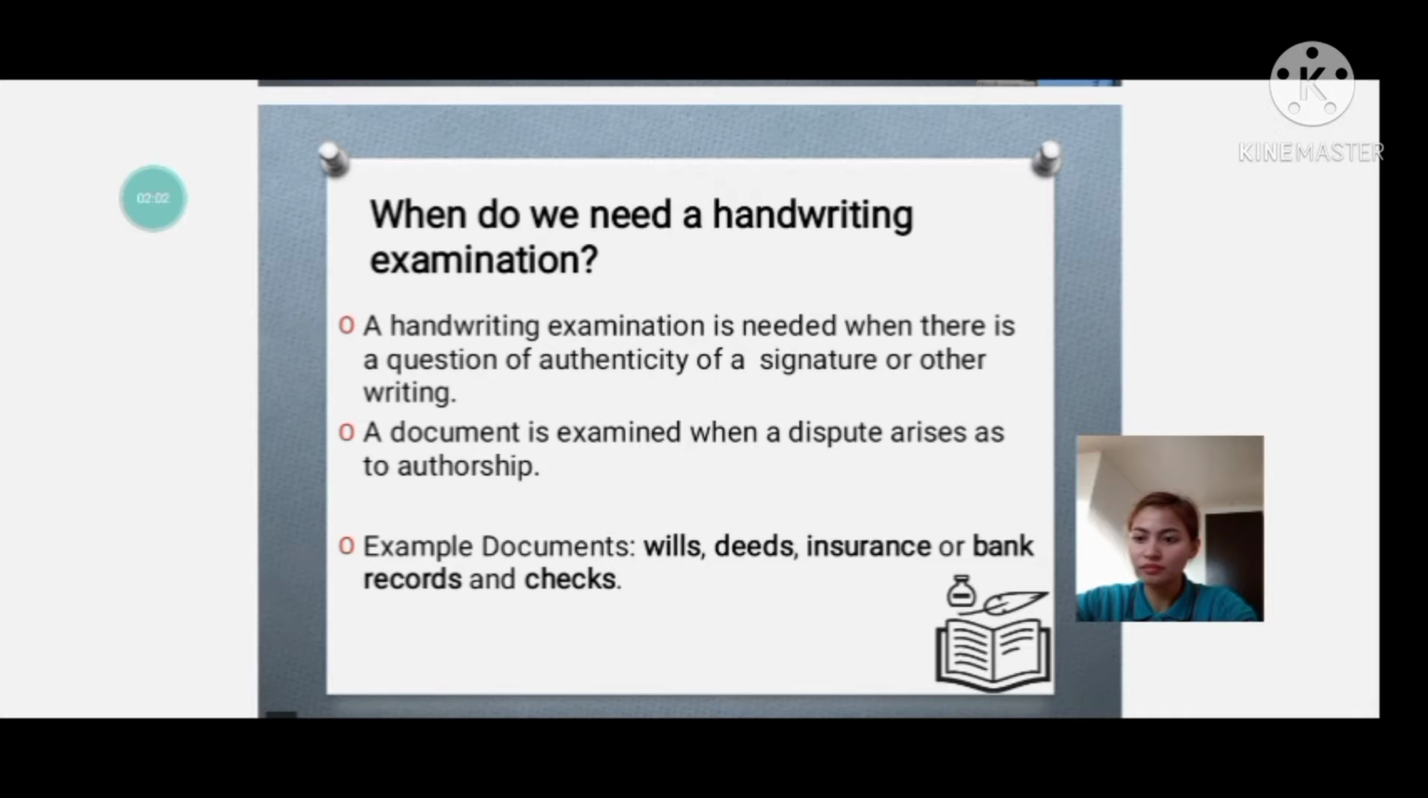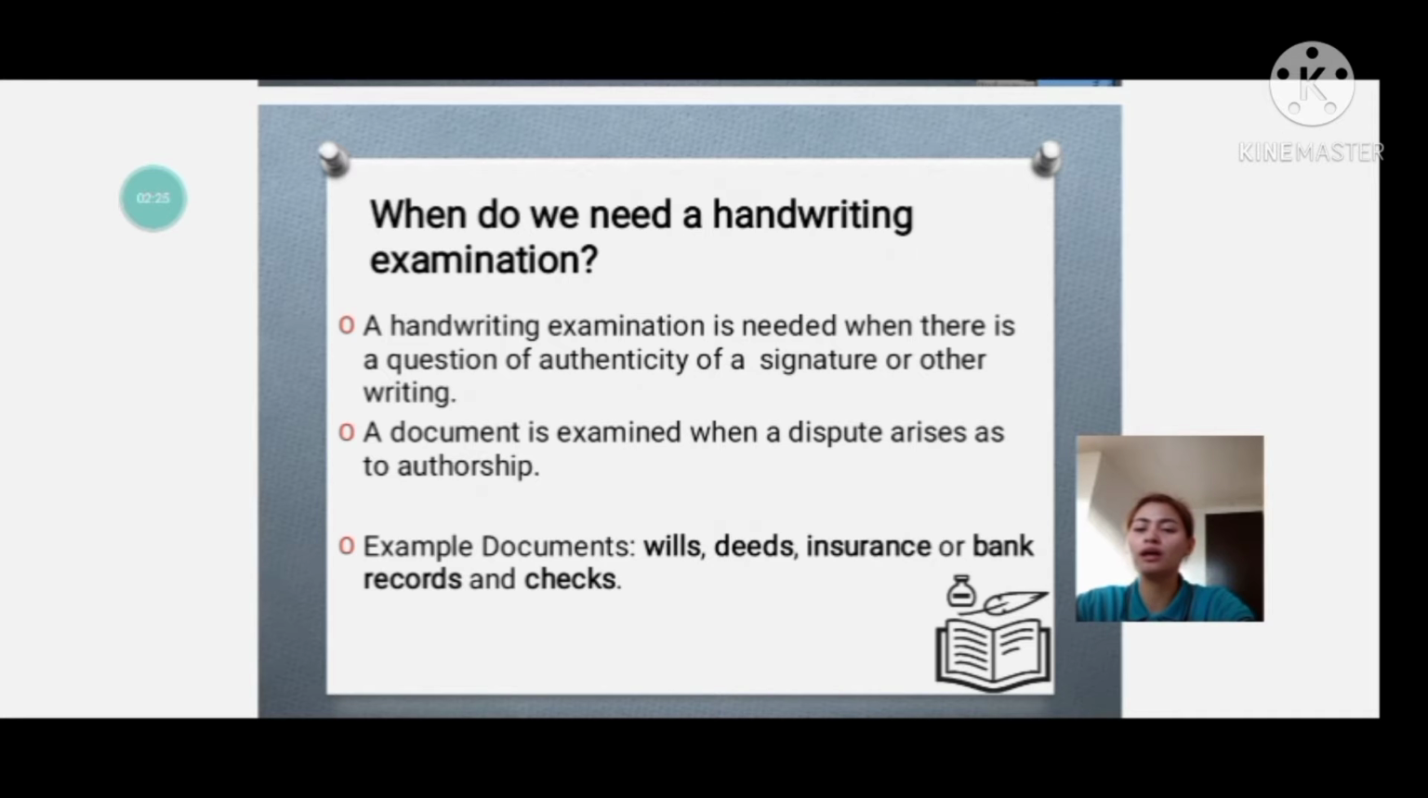So, a questioned document examiner is a professional with expertise in ink and paper. They are responsible to make sure the document is original and authentic.